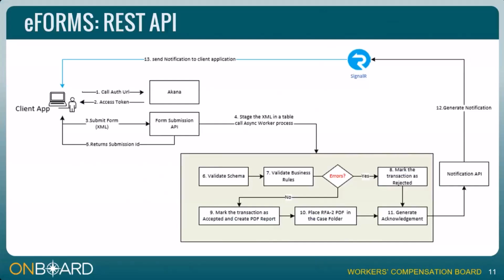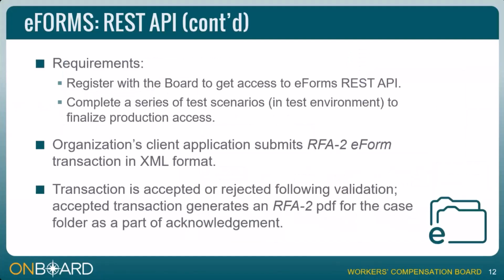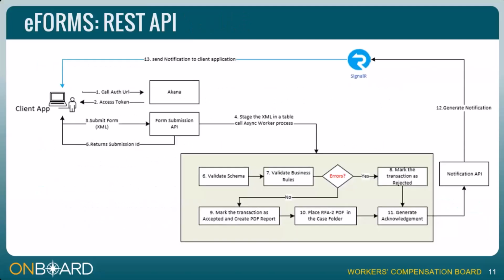First, I'm going to talk about submitting e-forms using REST API. The information you're seeing on screen represents the technical steps and workflow that occur when submitting e-forms using REST API. To consume REST APIs, organizations need to meet the requirements as shown on screen. First, organizations need to register with the board to get access to e-forms REST API. After a successful registration, organizations will get a client ID and secret to access REST APIs.